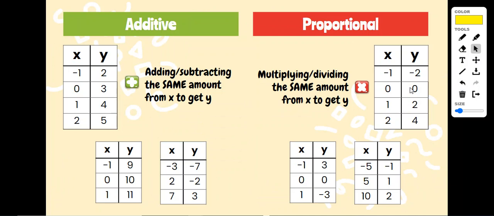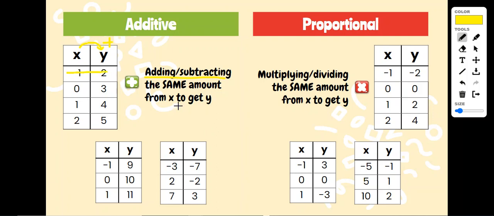The last representation we'll discuss is tables. Additive and proportional tables: you should be able to find a pattern on how you get from x to y. In an additive table, to get from x to y, you're going to either be adding or subtracting some amount. It should be the same amount to get from the left to the right side each time.